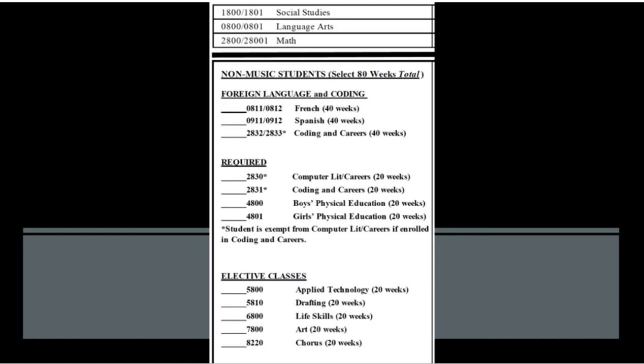So again, for that alternate, just put an A on the line next to the class rather than a check mark. So your check marked selection should add up to 80 weeks. And again, you must have some version of the career class.